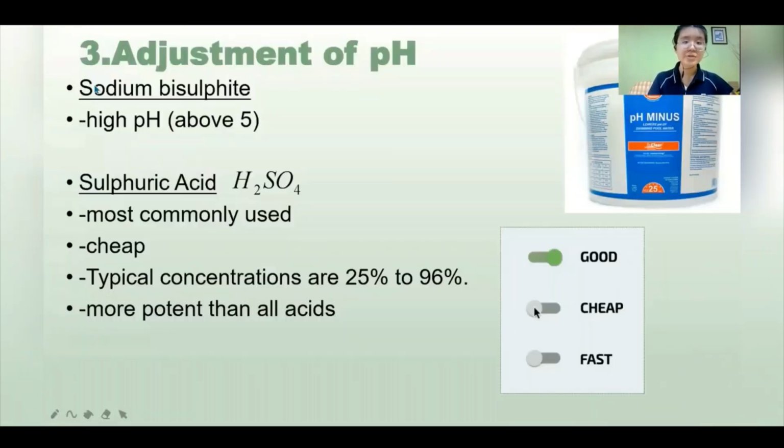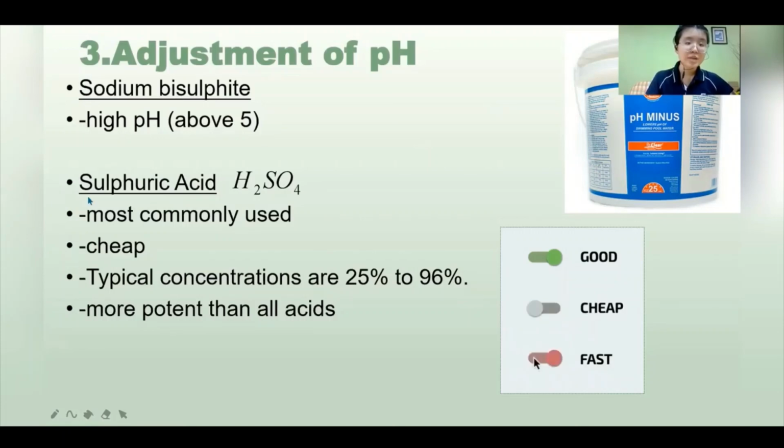The third one is adjustment of pH. The downside of sodium bisulfate is a fairly high pH. So where do we get this sodium bisulfate? It is from the chlorine dioxide generation. So we will use sulfuric acid to neutralize it. The picture is sodium bisulfate used to adjust the pH value for swimming pools.